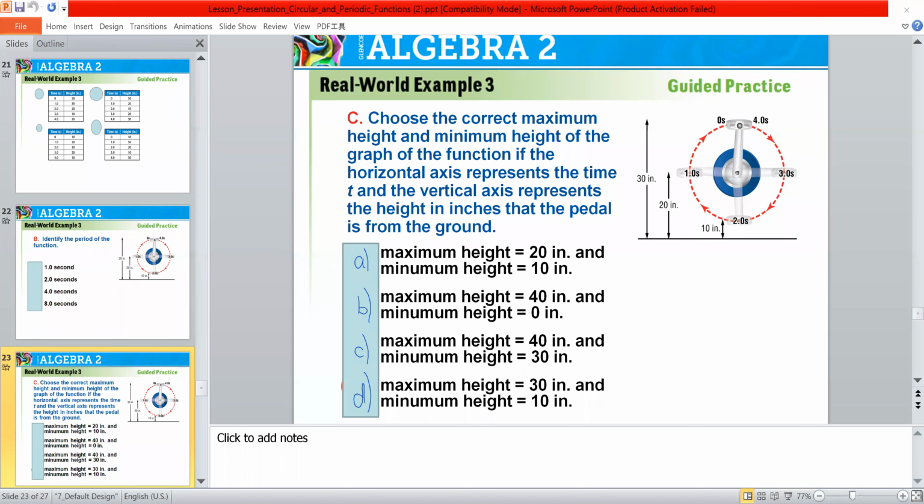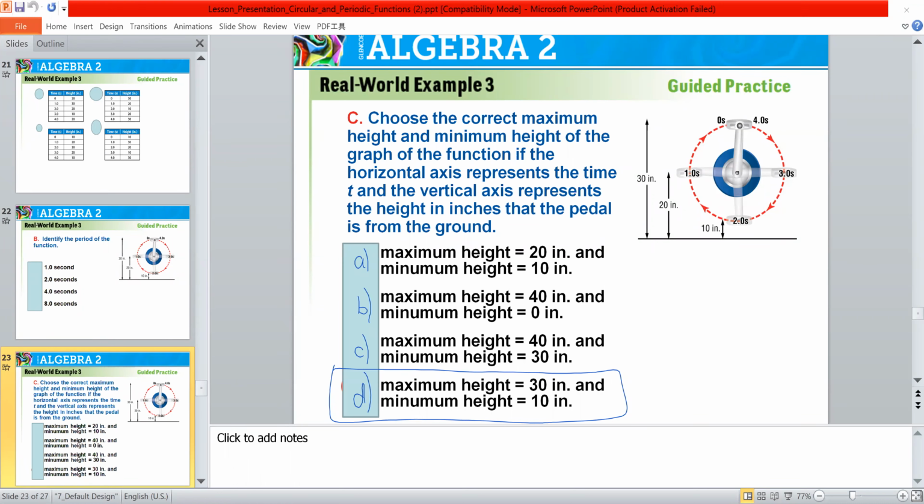Yes, excellent. And the minimum height? 10 at 2 seconds, and its multiples. It means 2 seconds and 6 seconds and so on. So we have here letter what? Letter D. Yes, letter D is our answer.